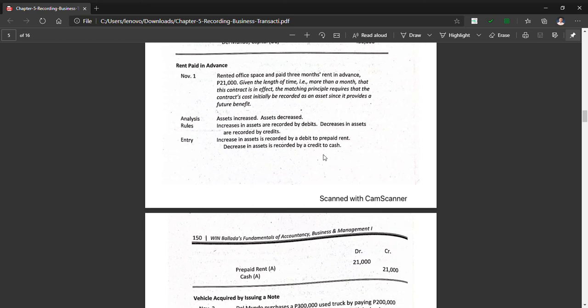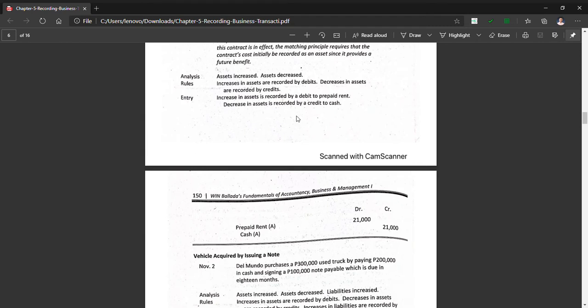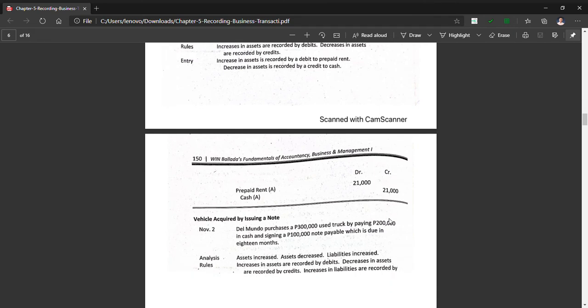So the entry, so we should debit your prepaid rent, 21,000. So yung binayaran natin na payment in advance, that is our prepaid rent na 21,000. Tapos we credit cash, 21,000. Kasi nga, nagbayad tayo ng pera, meaning lumiit ang asset natin through cash. So we need to credit 21,000.